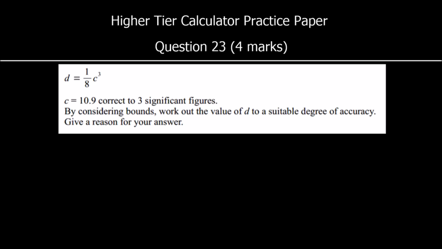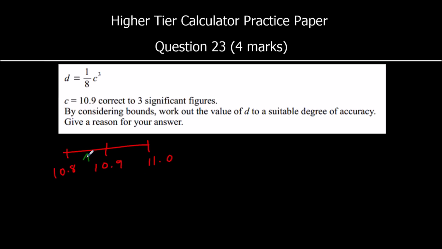And question 23. So D is 1/8 of C cubed, and C is 10.9, correct to 3 significant figures. By considering bounds, work out the value of D to a suitable degree of accuracy. Give a reason for your answer. So we need to know the upper bound and the lower bound for C. So it's 10.9, correct to 3 significant figures. The one up is 11.0. The one down is 10.8.